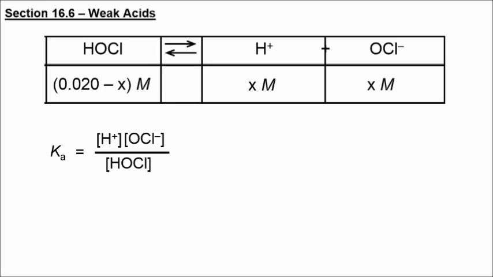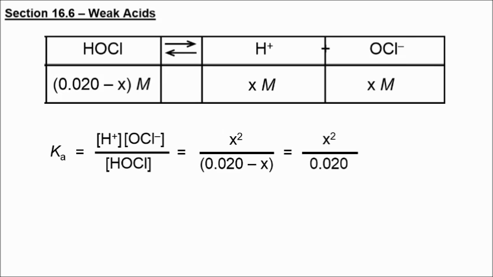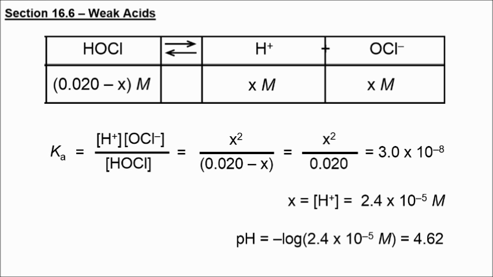So we make our simplifying assumption: x squared over 0.02 is all we have to write. And we can set that equal to the Ka, which we were given, 3.0 times 10 to the minus 8. So what's the next step? Solve for x, then take the negative log of that value, and that will be our pH. So x works out to be 2.4 times 10 to the negative 5 moles per liter, and the negative log of that gives us a pH of 4.62.